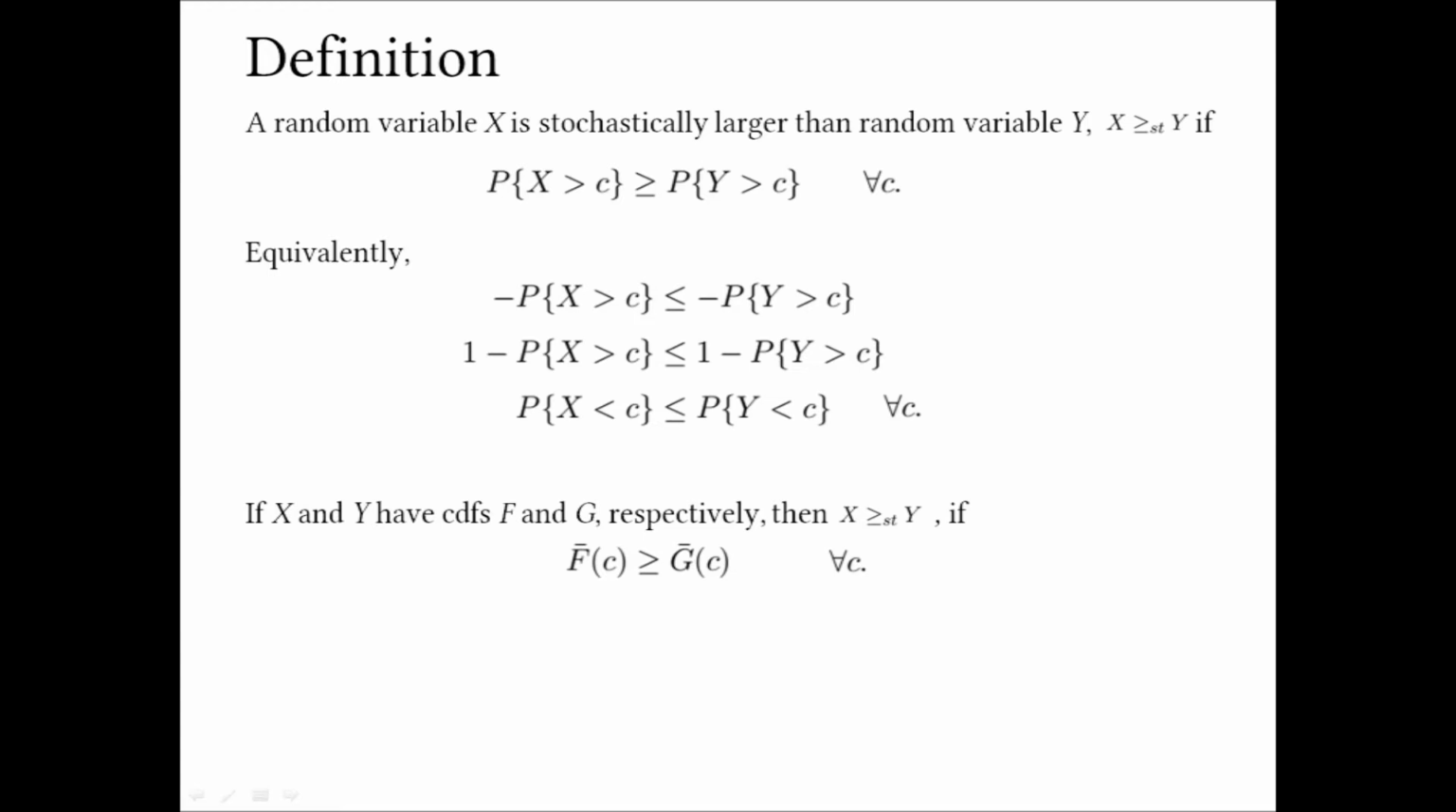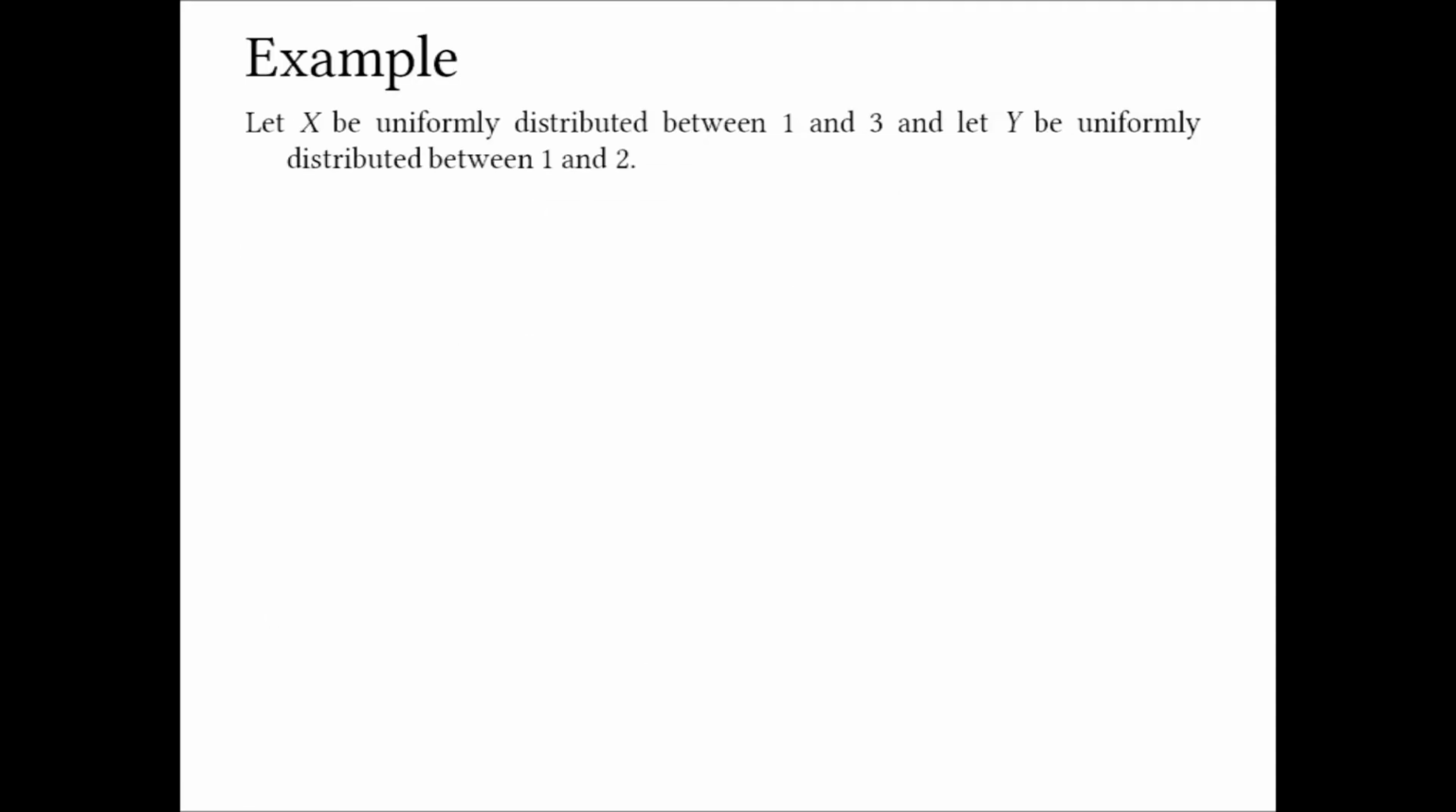And more generally, if x and y have cumulative distribution functions f and g, then x is stochastically greater than y if the value of the inverse CDF of x, which is f bar in our case, is larger than the value of the inverse CDF of y, which is g bar, for any given c. Similar to the first case, we can manipulate the inverse CDF inequality to obtain an inequality in terms of cumulative distribution functions. Let's continue with that example.